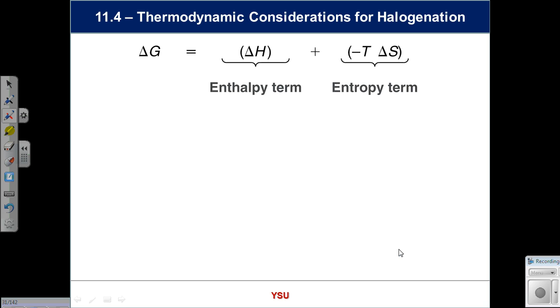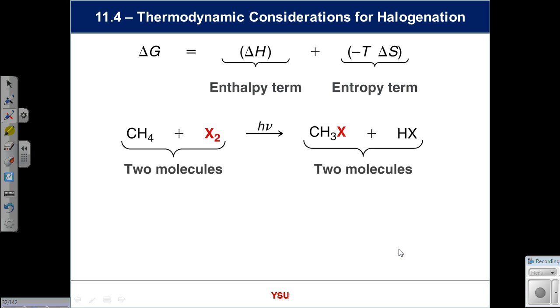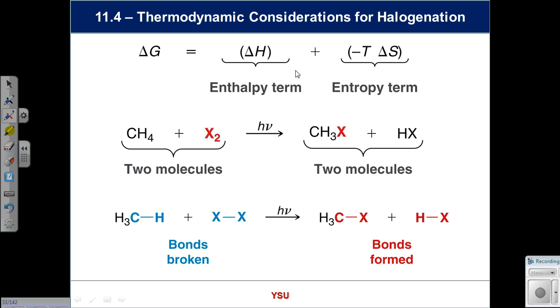And if I go back to methane, CH4, plus a halogen, and I go to the right-hand side, do I get any change in entropy, really? Not really, no. You're going from 2 to 2. So it's all about enthalpy here. It's all about breaking the weak halogen-halogen bond and forming stronger bonds on the right-hand side. You can get those numbers quite easily, and then you can say for sure that that's going to work.